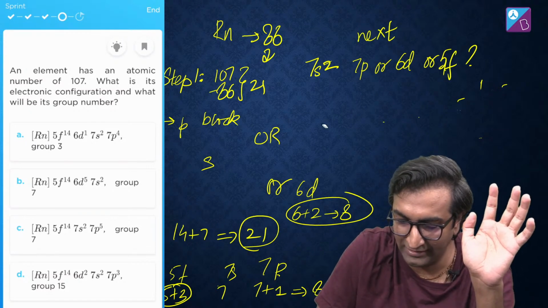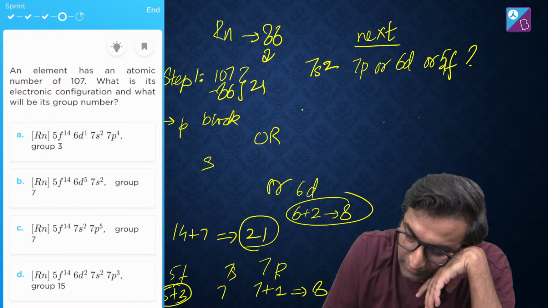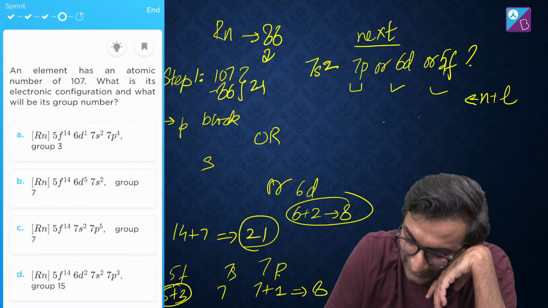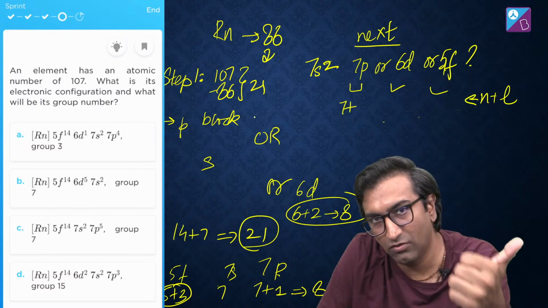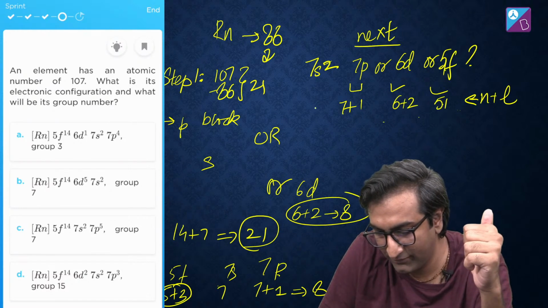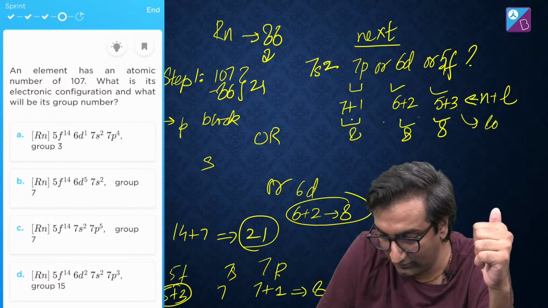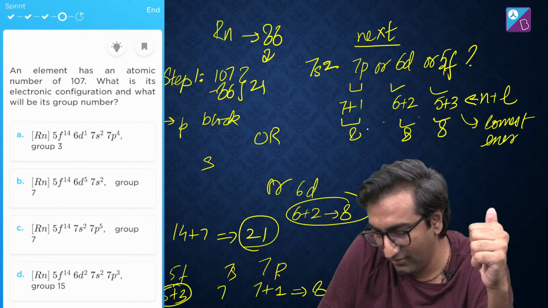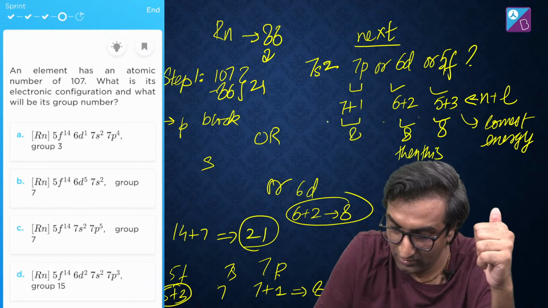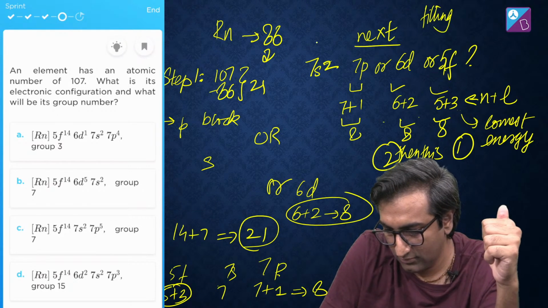I'm doing it all again, slowly. Earlier I was calculating in my head, now I'm explaining. Next, you will see the n plus l values and see what is filled next. This is 7 plus 0, 1, 2. 7 plus 1 is 8. This is 6 plus 2, this is 5 plus 3. Now, all of these are 8, but this is the lowest energy, so this gets filled first. Then this. We'll put numbers here: 1, then 2. Filling order.